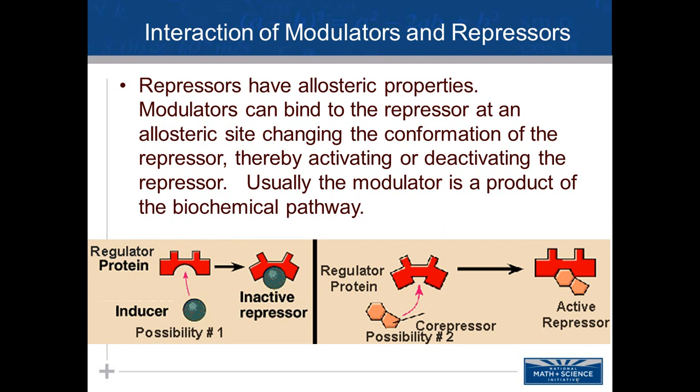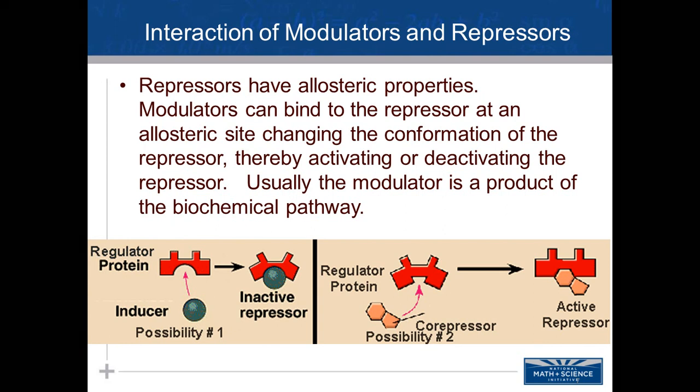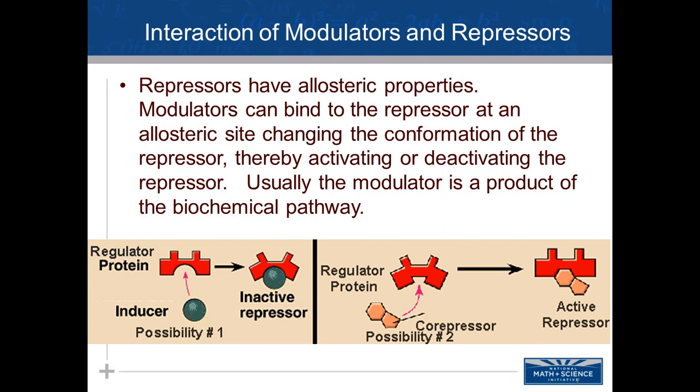If a protein has allosteric properties, that indicates that the protein has the ability to take different conformations or different shapes. Now, in order for that protein to change shapes, a molecule has to attach to it. Those molecules that attach to the repressor protein to change its shape are called a modulator. So here are two different scenarios as to how that's going to work.